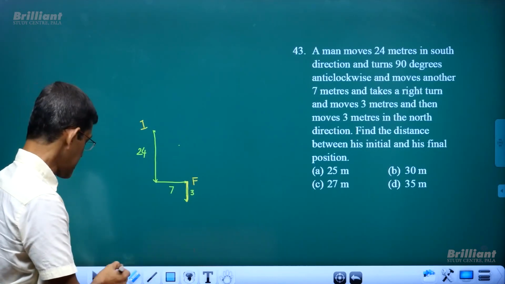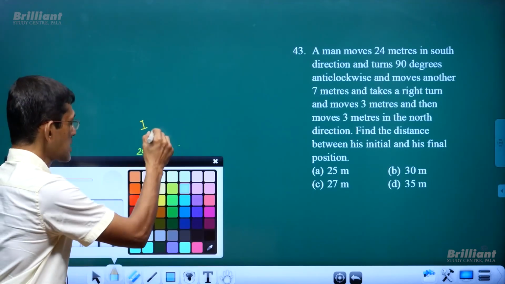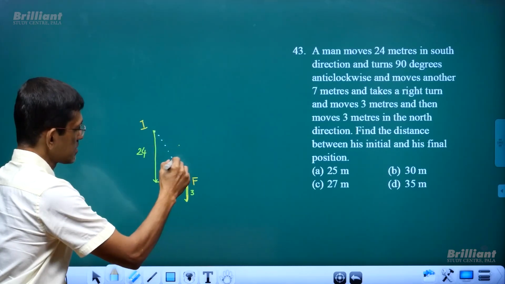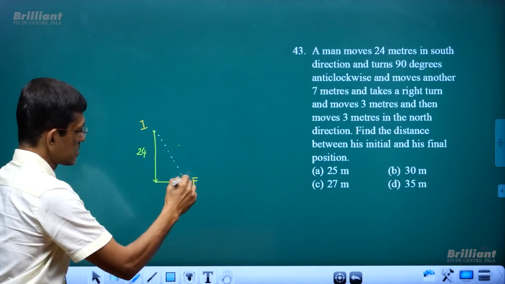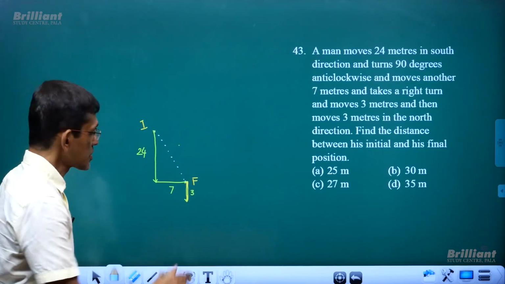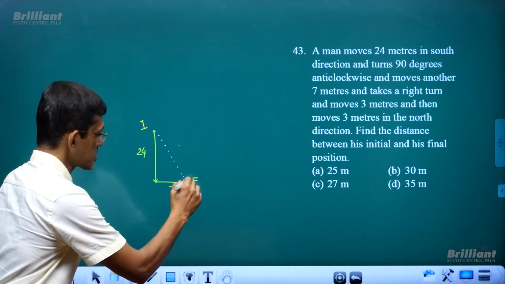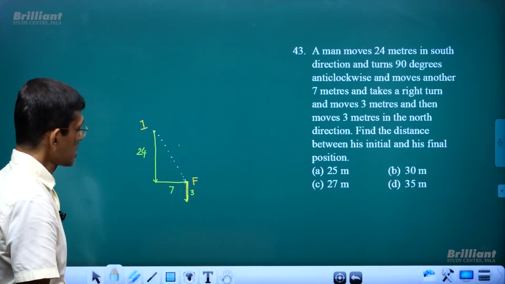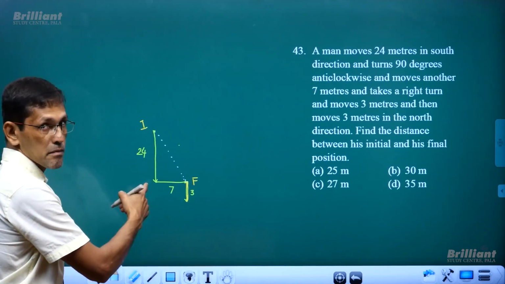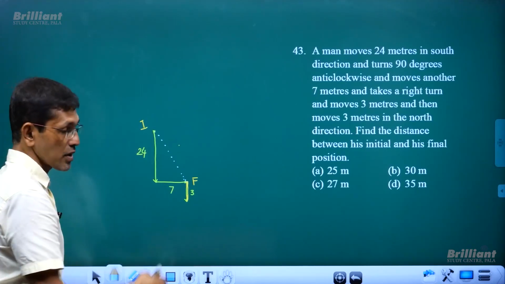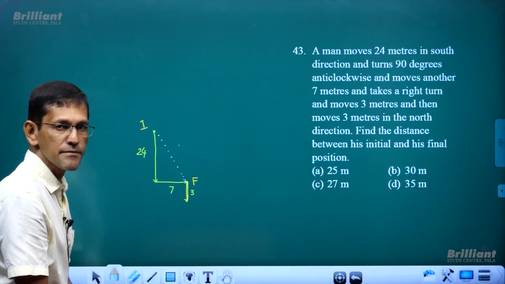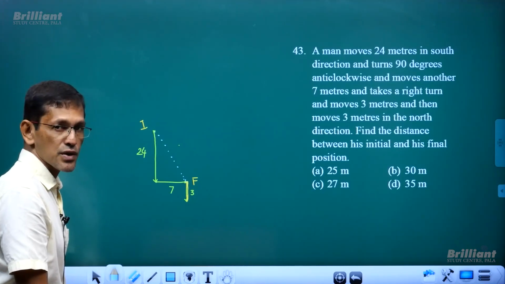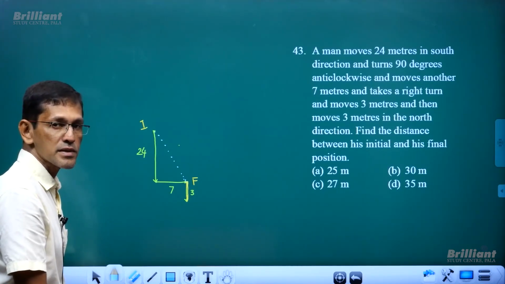So what's the distance between? Let's make a right angle triangle. So if this is the right angle triangle, this is the hypotenuse of the right angle triangle, then how do we find that? Root of base square plus height square. Base square is 7 square, and 24 is the height, so 24 square. So root of 24 square plus 7 square.